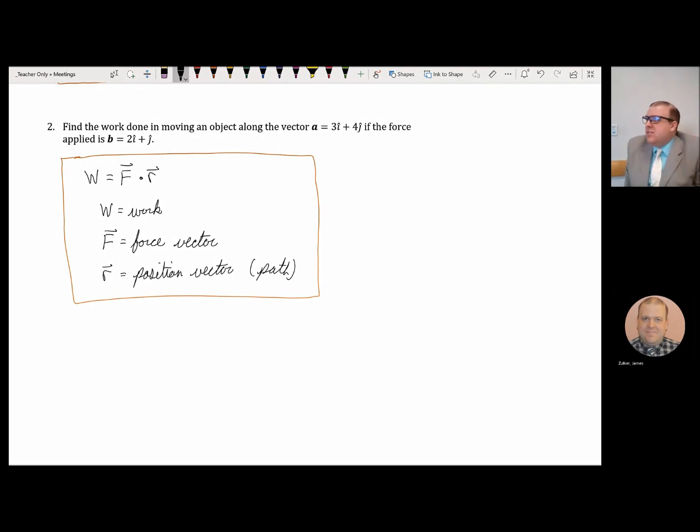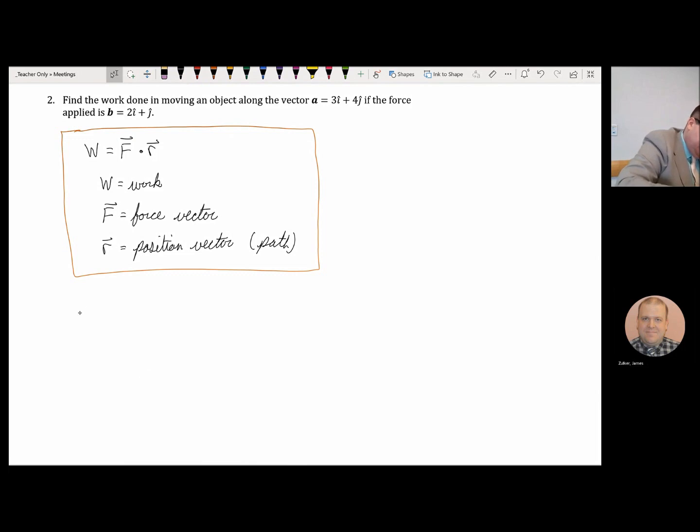And physically, work is energy spent. So how much energy you're expending applying this force moving a certain distance. Our force vector is 2i plus j. And then our path is 3i plus 4j.